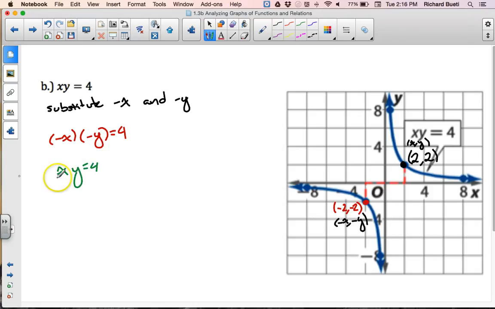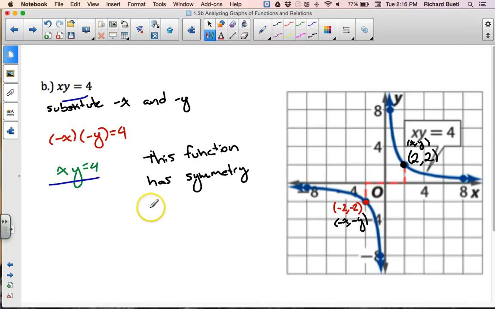And since this equation, after we do the calculation, and the original equation are the same, I can make the statement that this relation, or this function, has symmetry with respect to the origin.